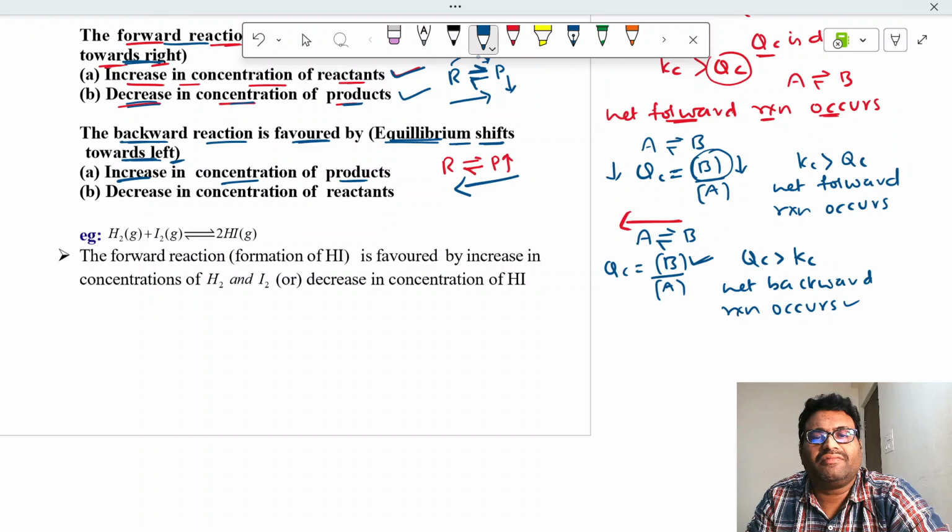Simple thing. On adding product, net backward reaction occurs. That means equilibrium shifts to left. If you add reactant, the equilibrium shifts to right.